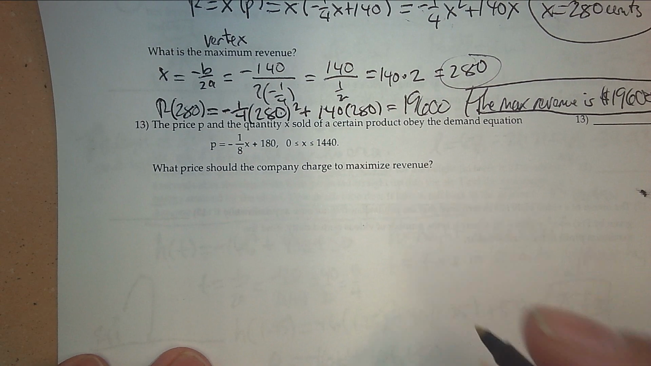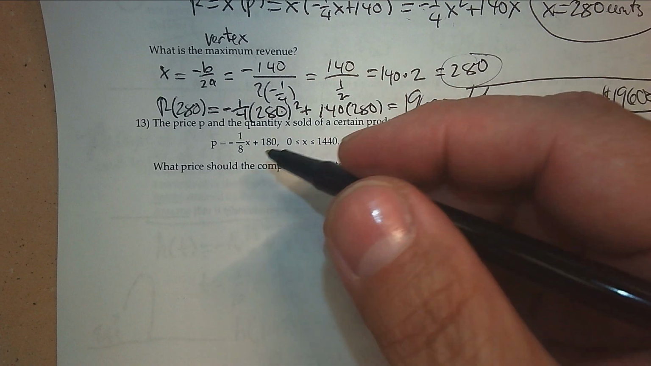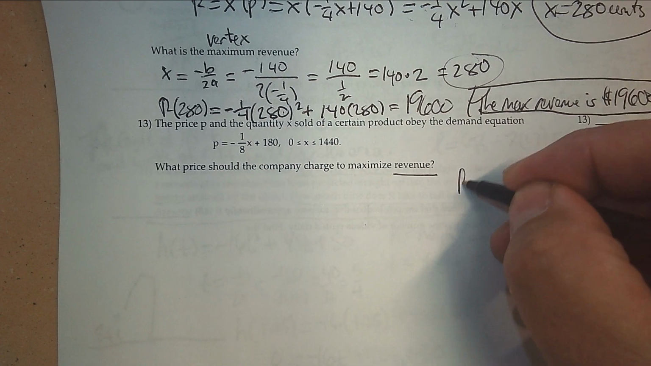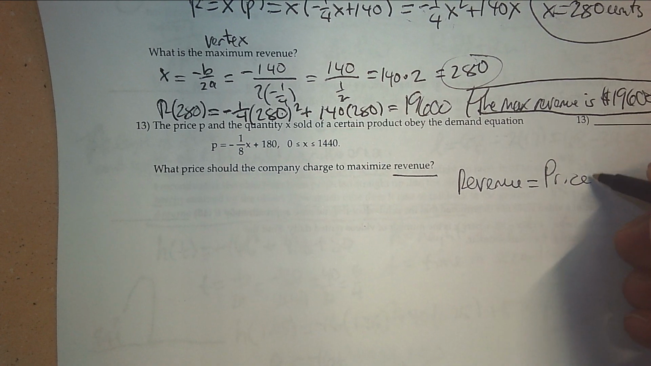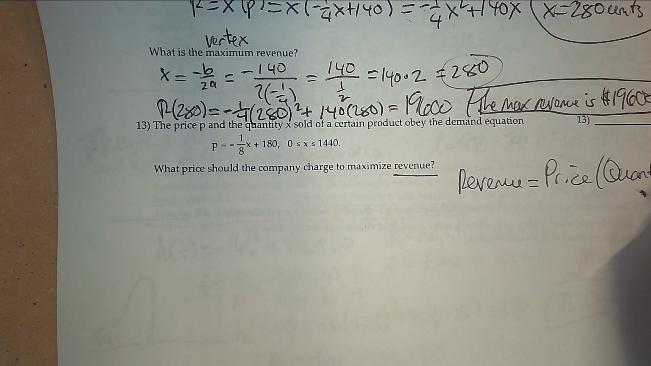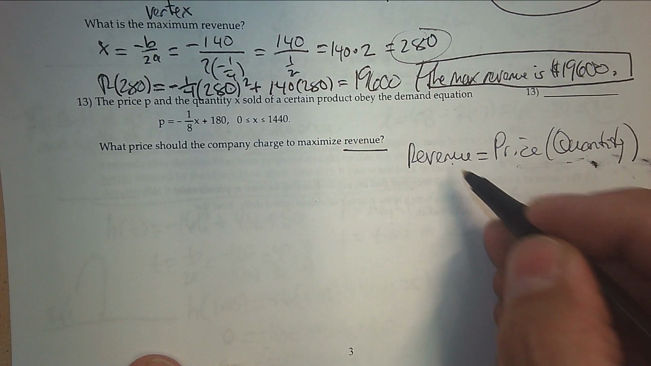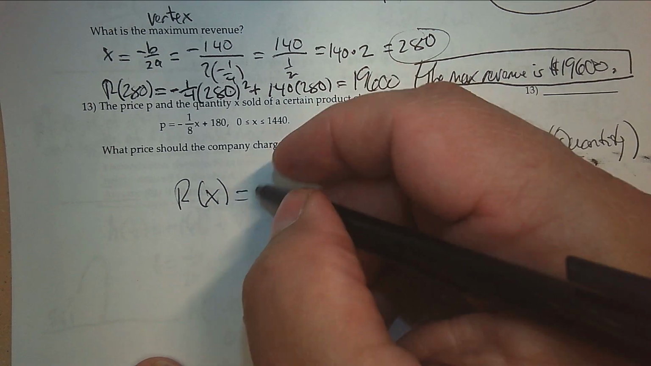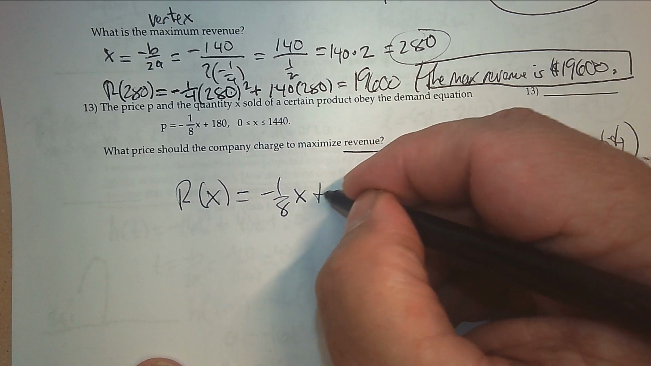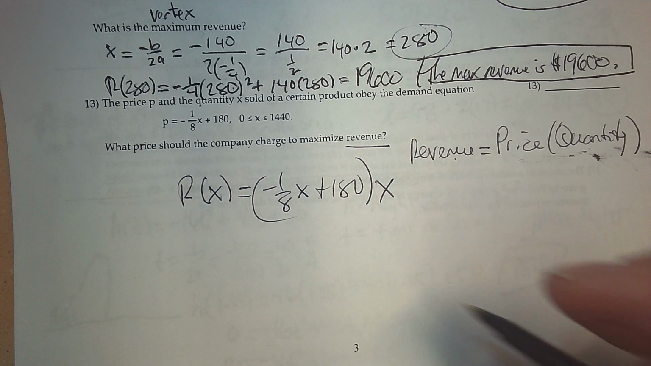The price P and the quantity x sold of a certain product obey that demand equation. What price should the company charge to maximize revenue? So revenue is equal to the price times the quantity. So if I know the price and I know how many I sold, together when you multiply it, it's the revenue. So the revenue in this case would be the price, which is negative 1/8 x plus 180, and then you multiply that times how many you've sold, and x represents how many you've sold. So step one is to find x.